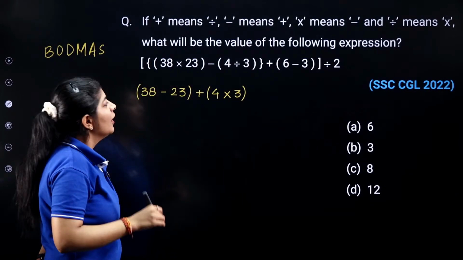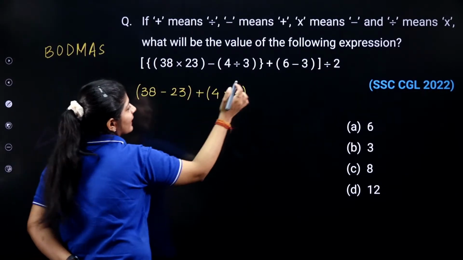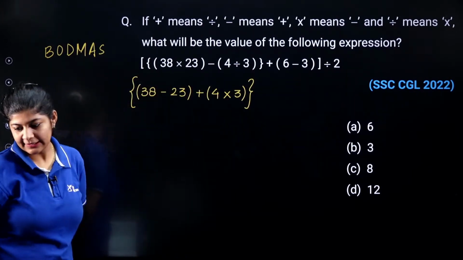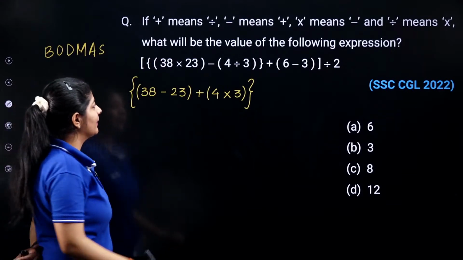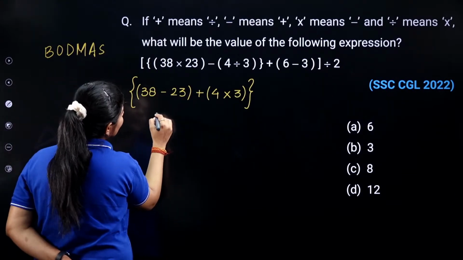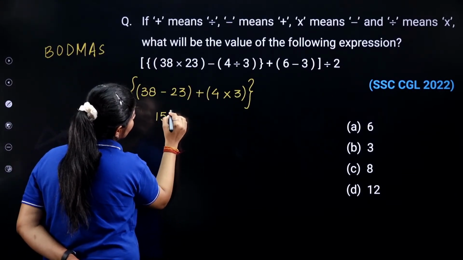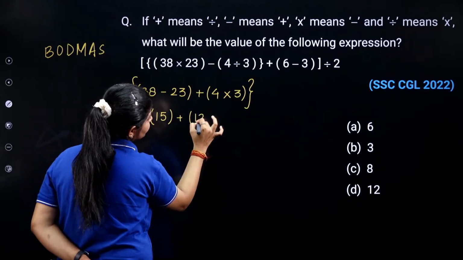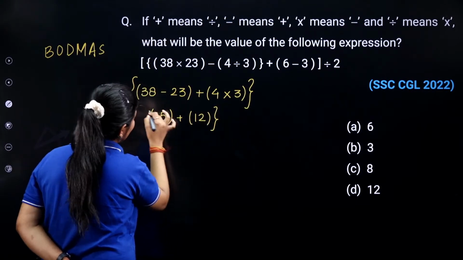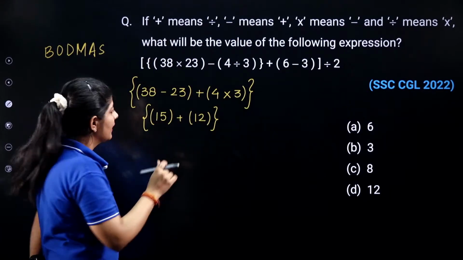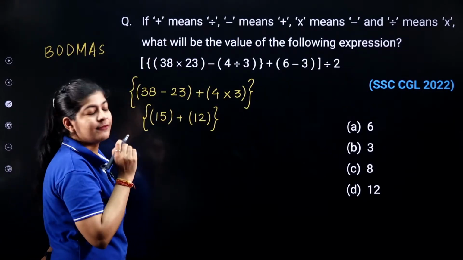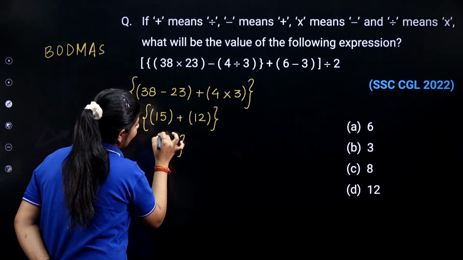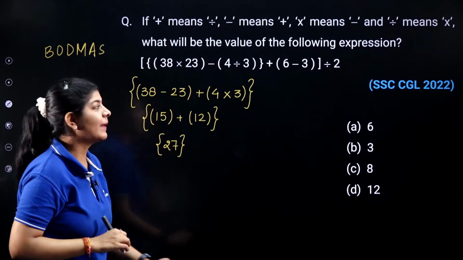Bracket closed. Now these two brackets lie in a single curly bracket, right? What I am getting over here is 15 plus 12, in the curly brackets. Now 12 plus 15, what am I getting? I am getting 27. I have 27 in the curly brackets.